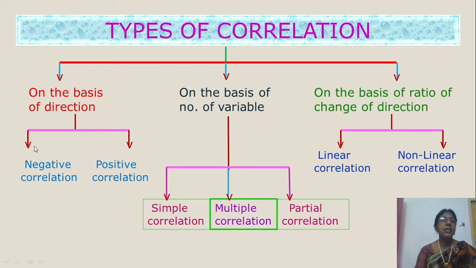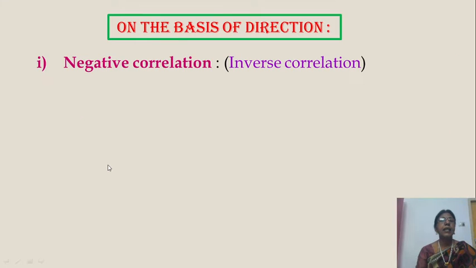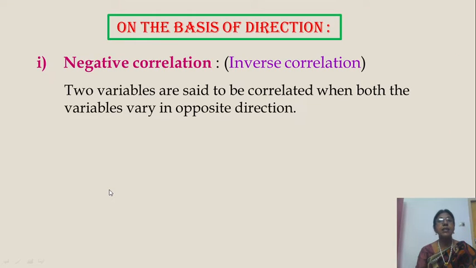Now we see the definitions of all these types of correlation. First we see negative and positive, the first part. Negative correlation is also called inverse correlation. Two variables are said to be negatively correlated when both variables vary in opposite direction. For example, price and demand.